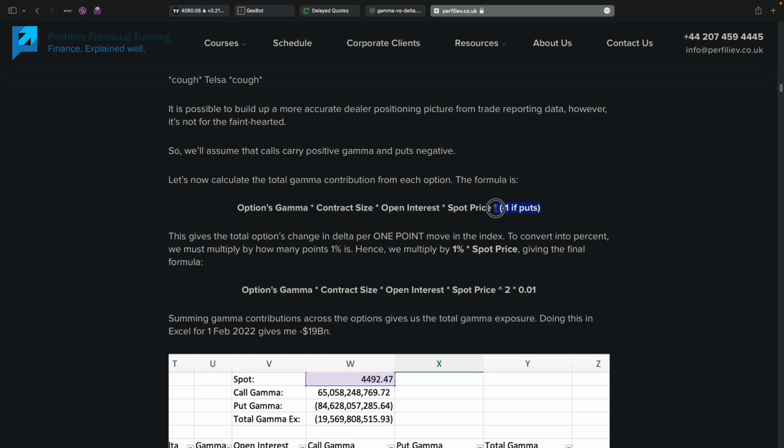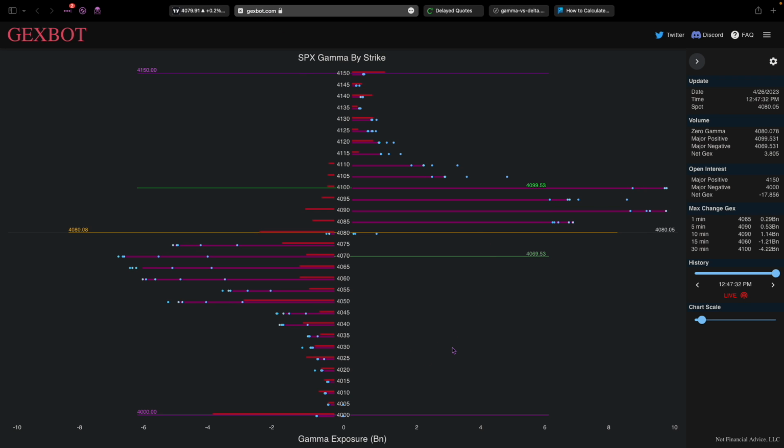And this is just a matter of convention, but usually we use +1 if calls and -1 if puts. And if you look over, I'm going to hop over to GEXBOT for a second. So you can see gamma exposure over here. It's in billions because we haven't done the final adjustment, but negative over here, so these are puts, and positive over here. And this is our histogram, all of our strikes, calls over here, puts over here.